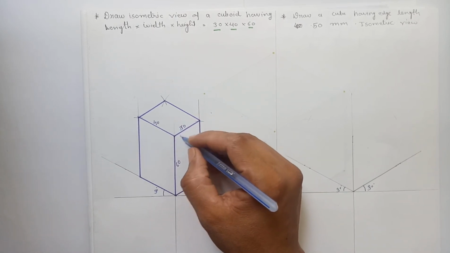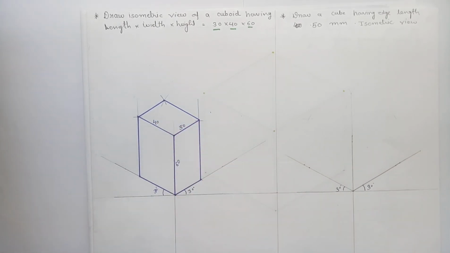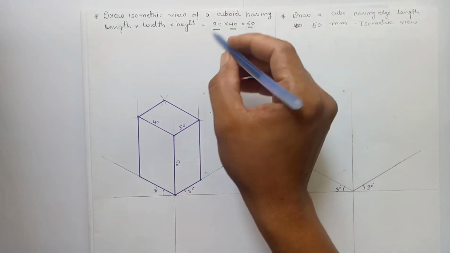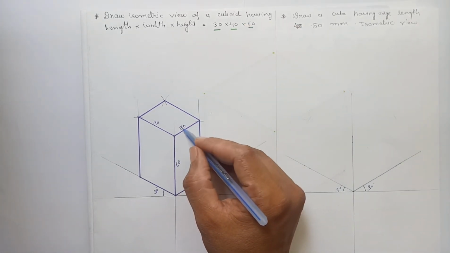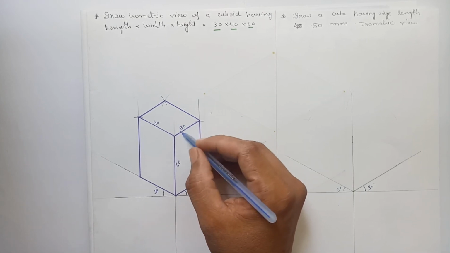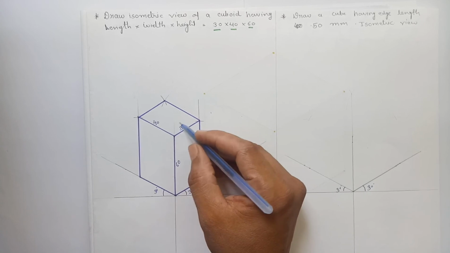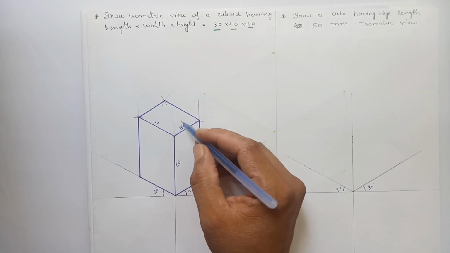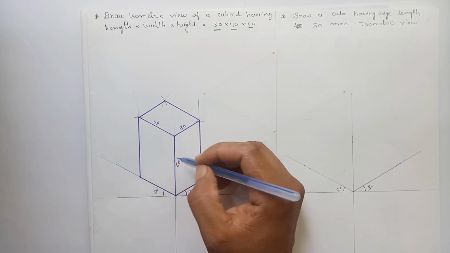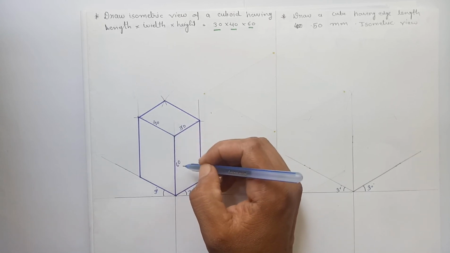You have to give these dimensions by using the methods of dimensioning. Here, to understand the dimensions, I have written the dimensions only, but I have not followed the dimensioning method. So if you want to give the dimensions, you have to follow the methods of dimensioning.